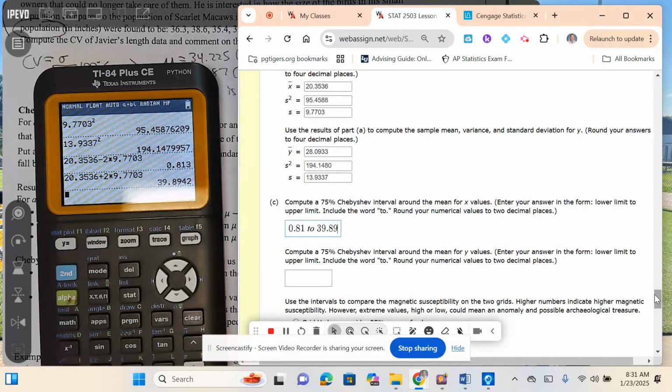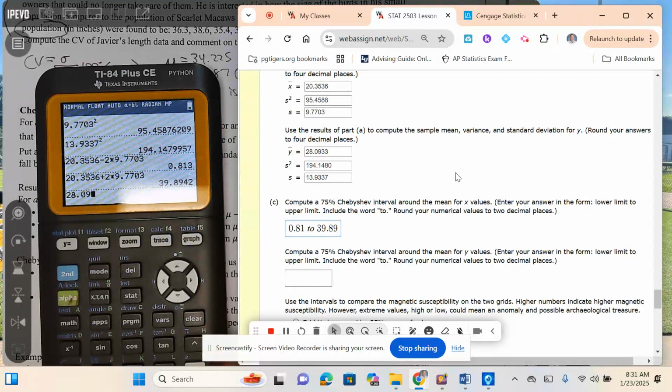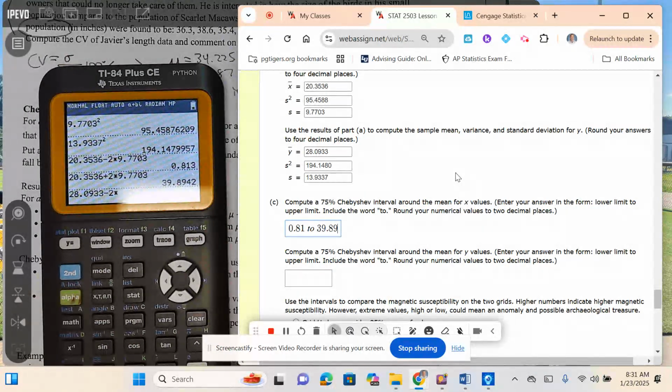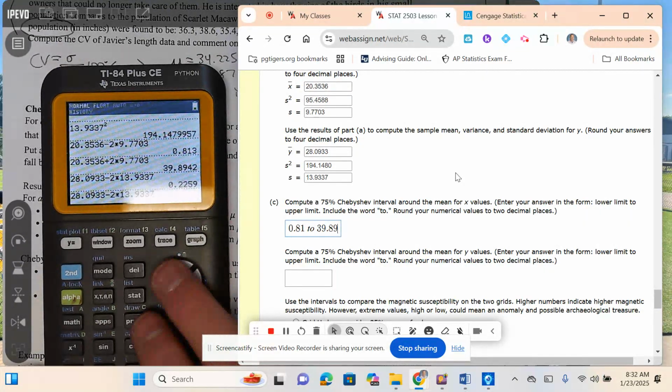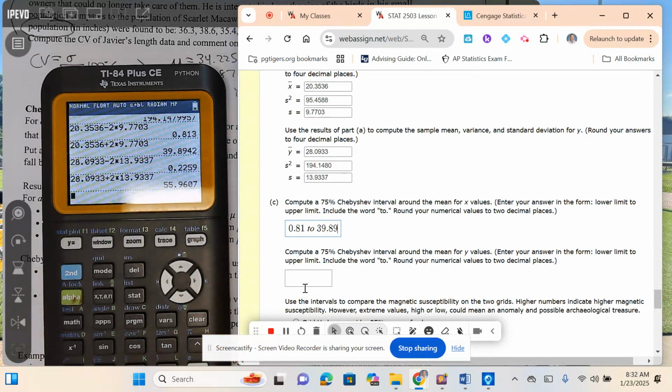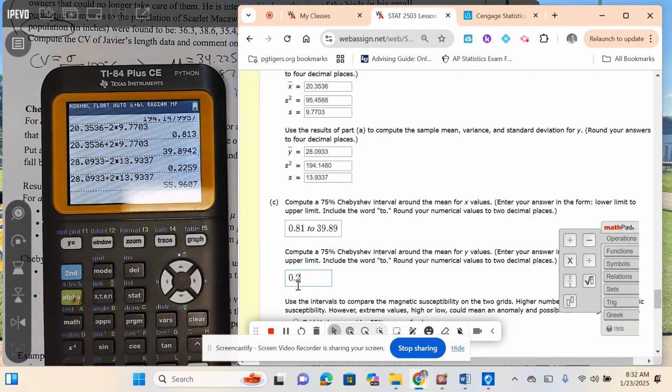Do the same thing for the y's. So the mean, 28.0933 minus 2 times the standard deviation, 13.9337. And then 28.0933 plus 2 times the standard deviation. So 0.2332, 55.96. Okay.